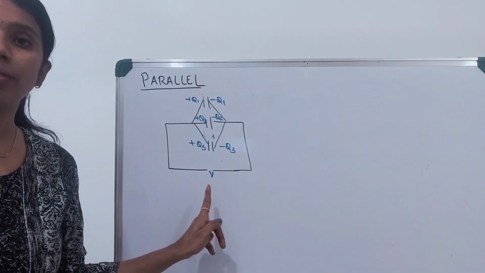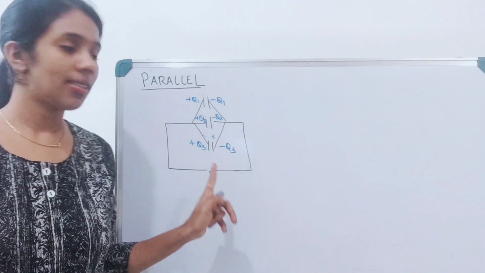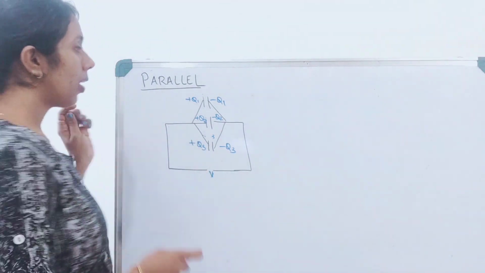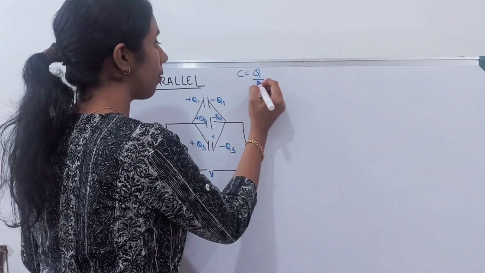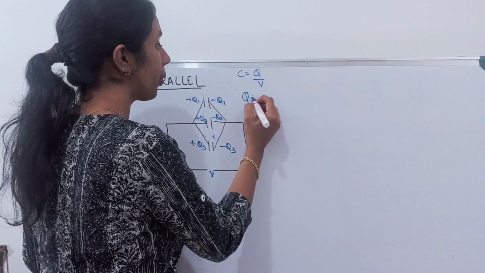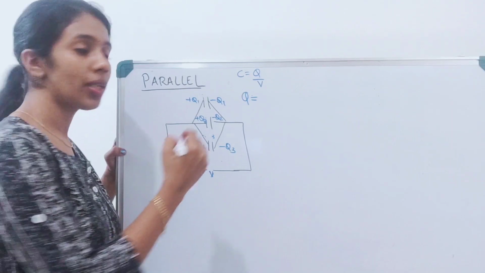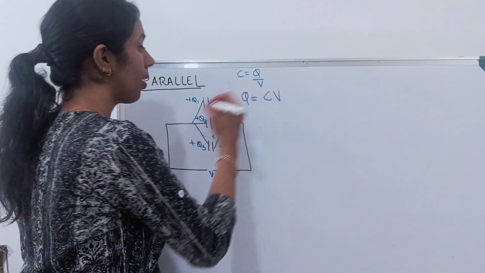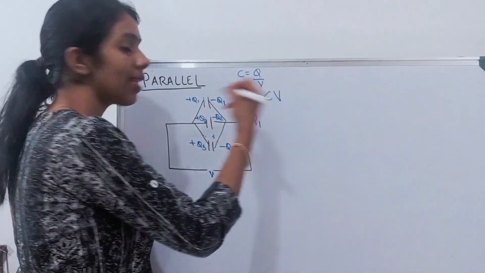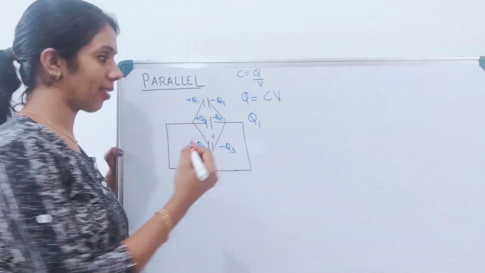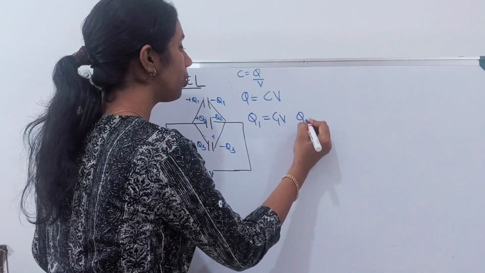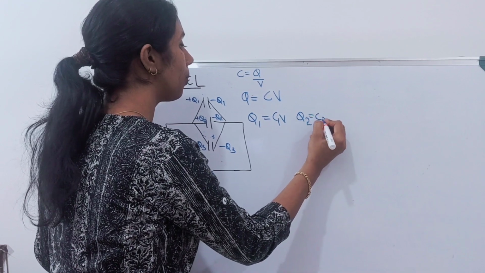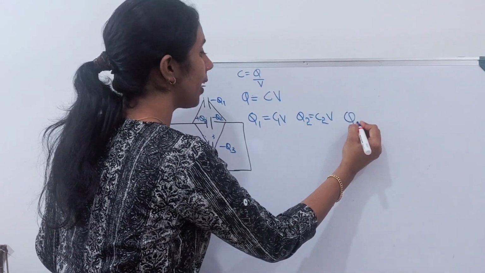And a potential V is supplied in this circuit. According to the equation, C is equal to Q by V. I can write an equation for Q. Q is equal to C into V. So, applying this equation, we will find the individual charges. That is, Q1 is equal to C1V, Q2 is equal to C2V, and Q3 is equal to C3V.